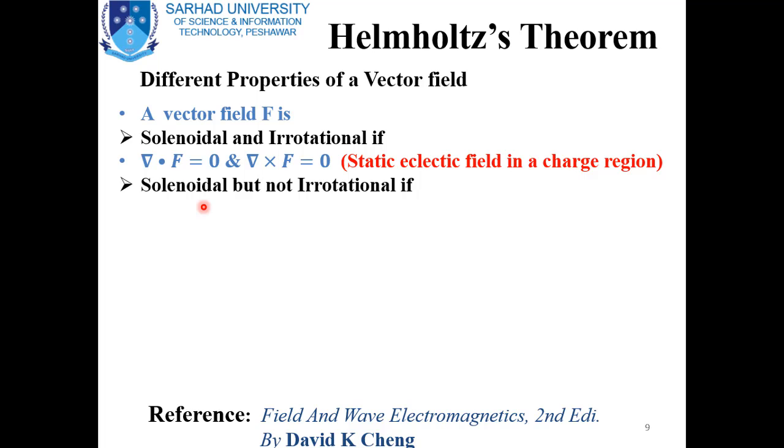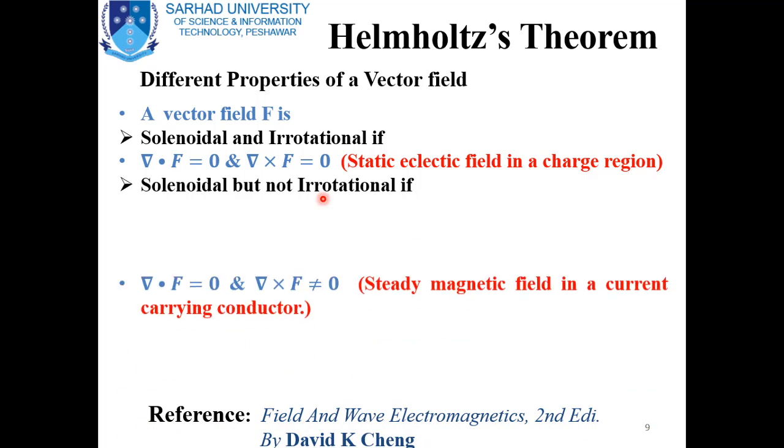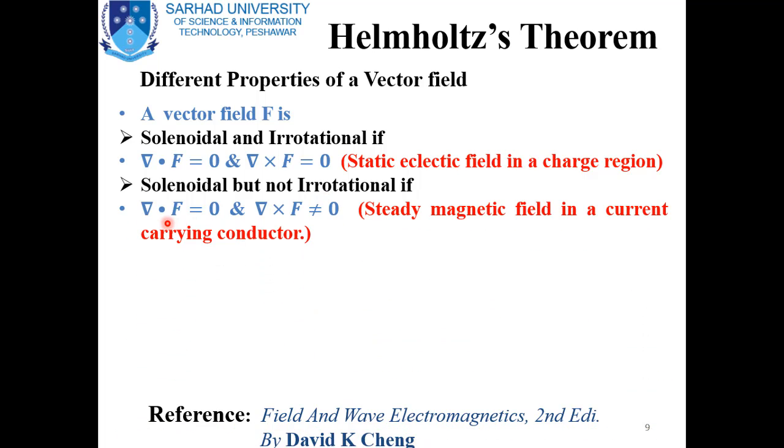And if a vector field is solenoidal but not irrotational, then mathematically it can be written as del dot f is equal to 0, and the curl of f is non-zero. Because it is solenoidal, the divergence part will be 0, and it is not irrotational, so the curl will be non-zero. An example of such a field is the static magnetic field, steady magnetic field, or the magnetic field due to a steady current in a conductor.